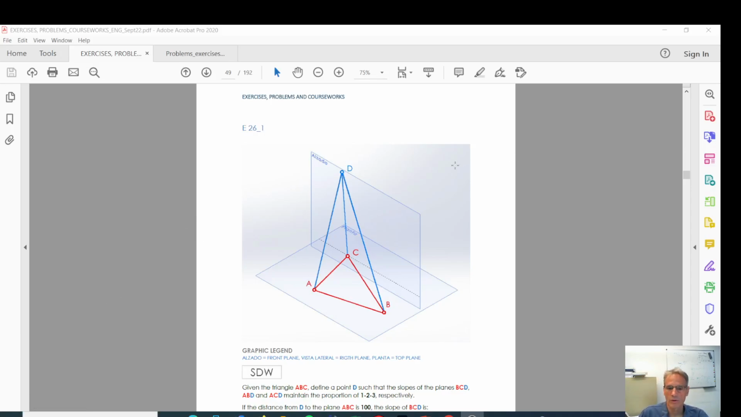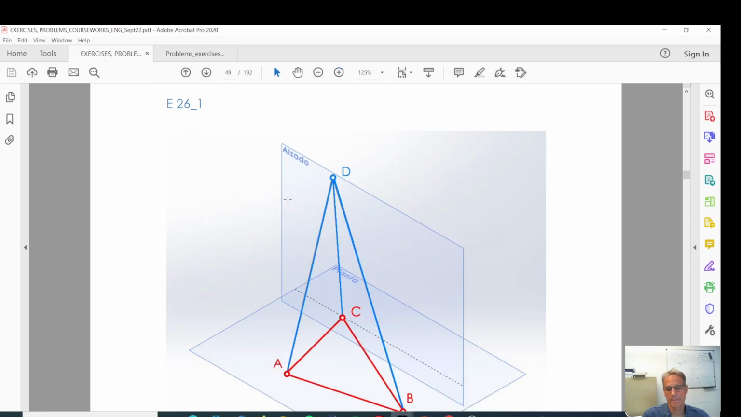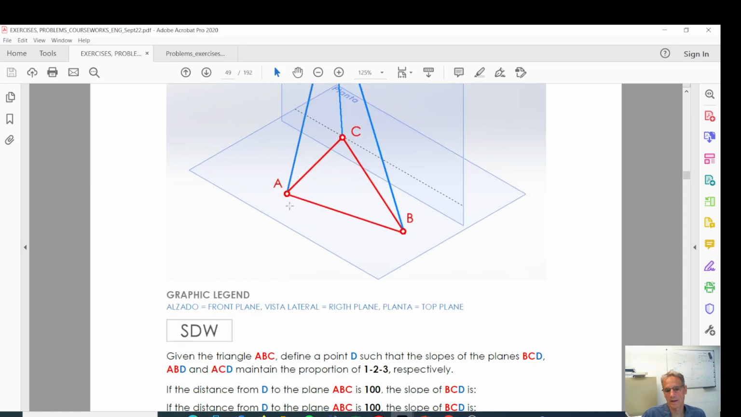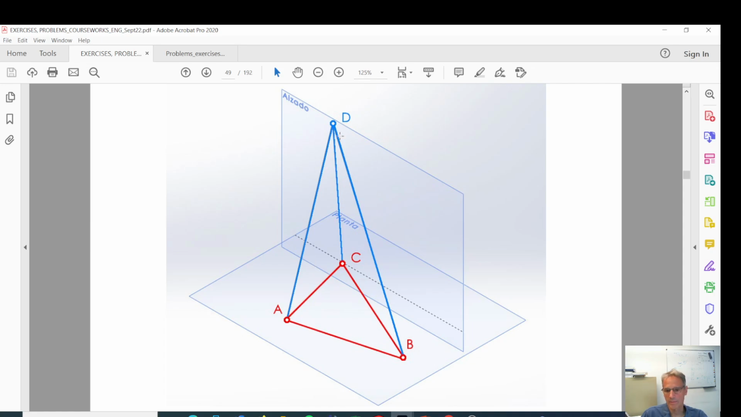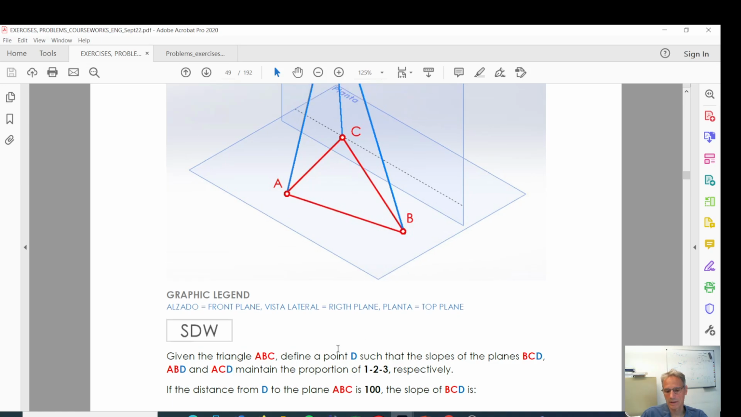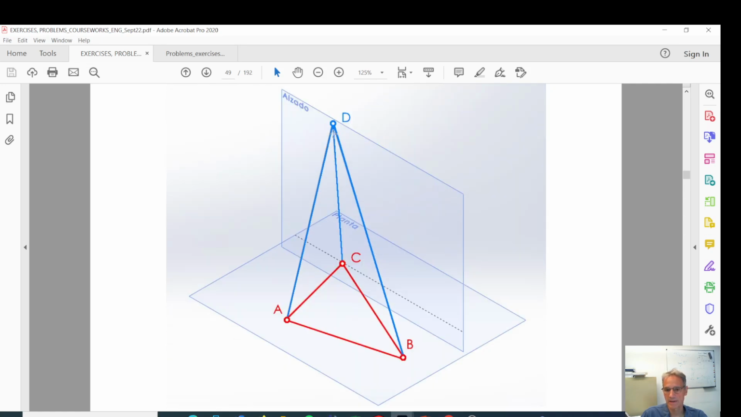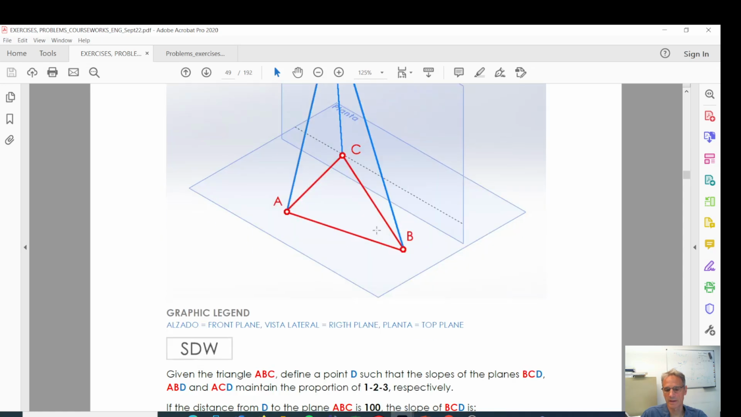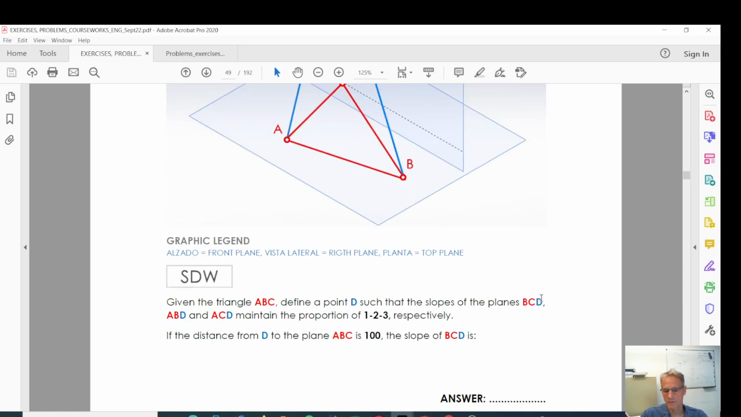Okay, we are going to solve this one, the 26 one, that I think some people are having troubles. It gives us a triangle ABC, and this triangle forms like a pyramid with a point D, which is a common vertex. The question asks us to define point D such that the slopes of the planes BCD, ACD, and ABD maintain the proportion BCD, ABD, and ACD of 1, 2, and 3 respectively.